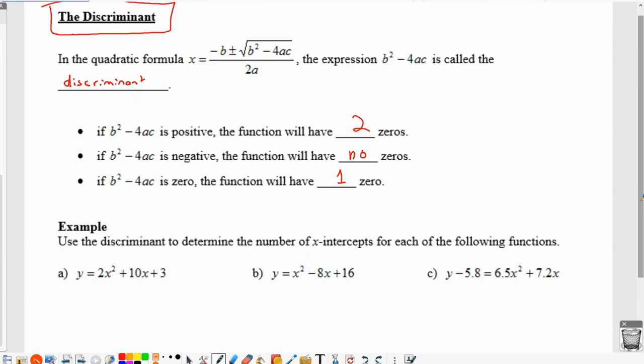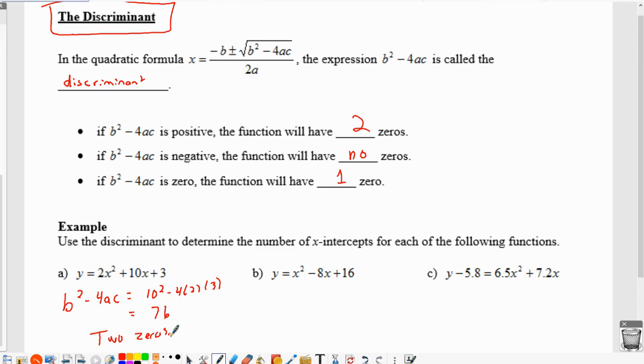Use the discriminant to determine the number of x-intercepts here. Instead of doing all of the quadratic formula work, all I've got to look at is what's under the square root. B squared minus 4ac, which here is 10 squared minus 4 times 2 times 3, which is 76. What does that tell me about the number of zeros? If what's under the square root is 76, I'm going to get 2 zeros, because it'll be plus root 76 and minus root 76. I'll get 2 different answers.